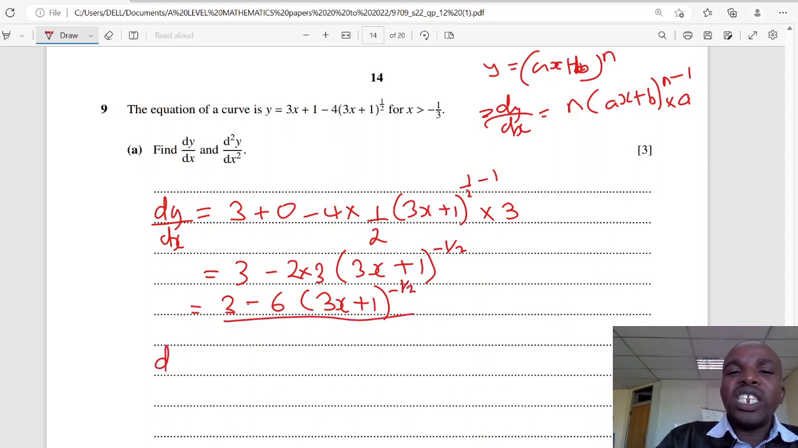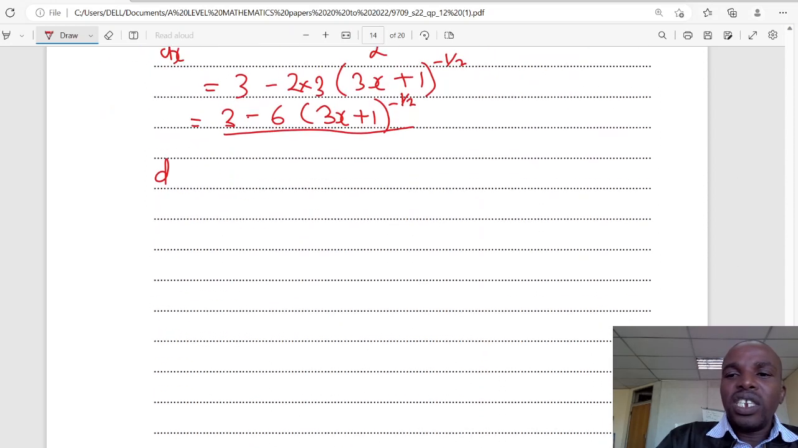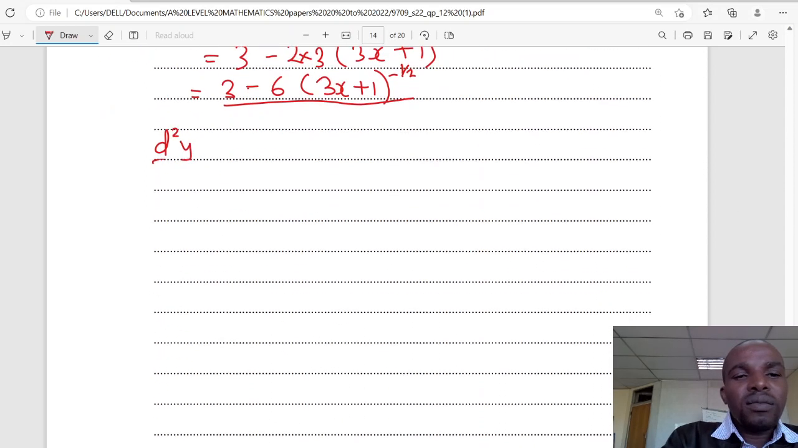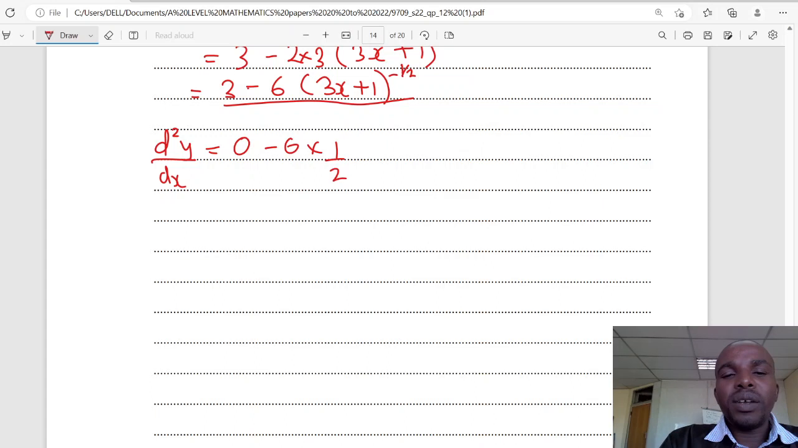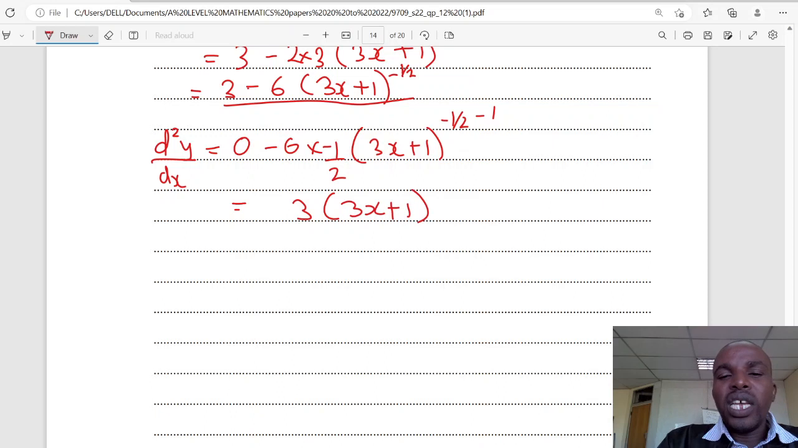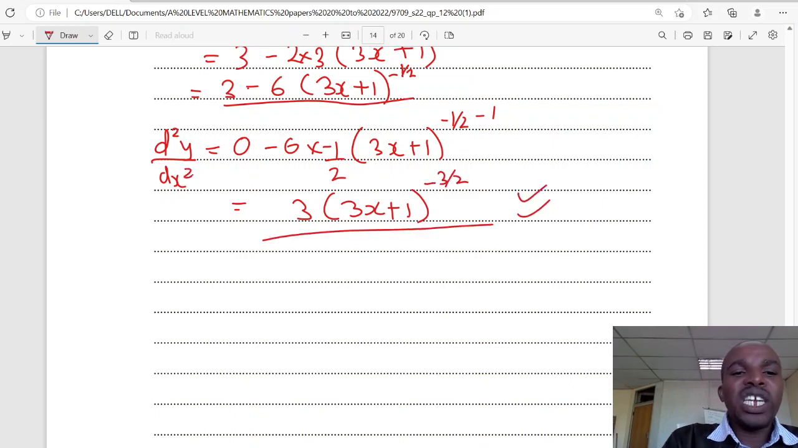Then d squared y over dx squared, that's the second derivative. We take this one, differentiate 3, you get 0. Then minus 6, then times, bring down the power. It's minus half. Then it will be 3x plus 1 to the power minus half minus 1. So it will be 3, actually, because 2 into 6 is 3. Then after that, it will be 3x plus 1 to the power minus 3 over 2.